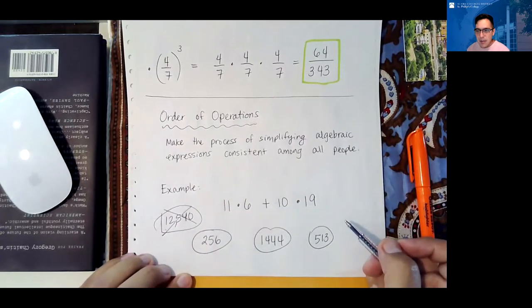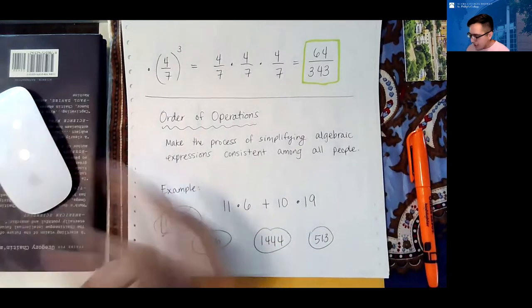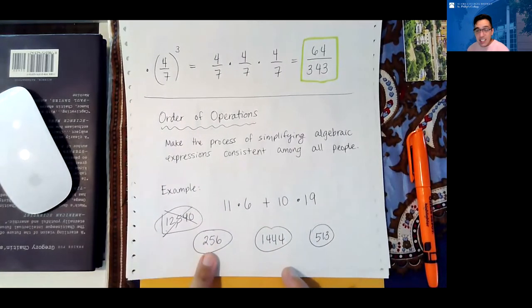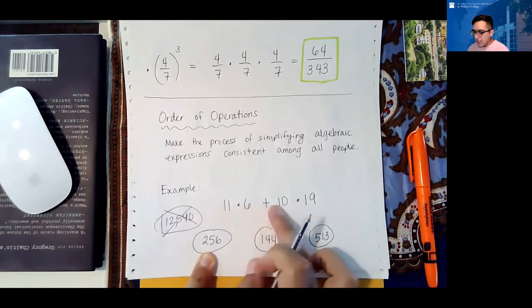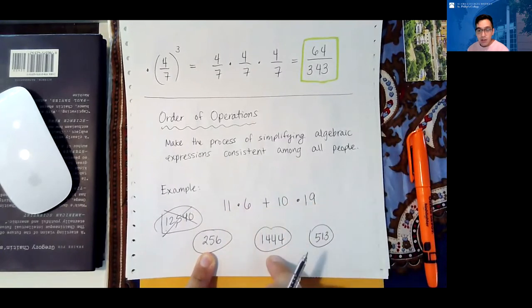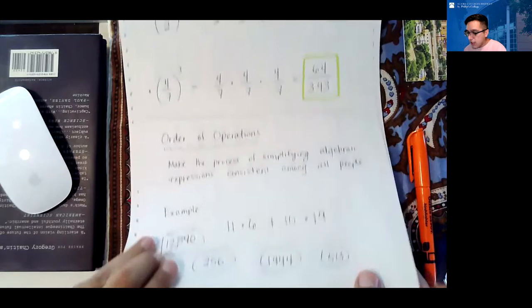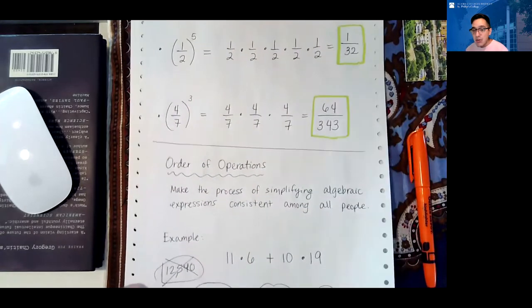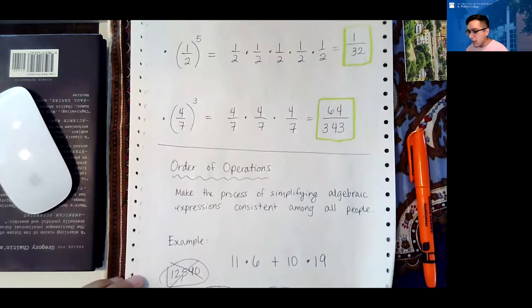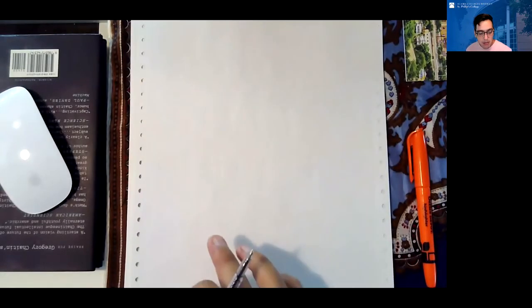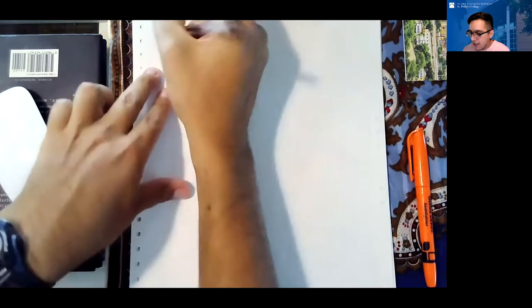But let's talk about some of these, right? It seems like the consensus among the class is that this should be 256. But if you were to just run through this problem left to right, doing the multiplication, then the addition, then the multiplication, you would get 1,444. I'm not sure exactly how the 513 came about, but in any case, clearly we can get different results if we use different ordering of our operations. So let's take a look at that problem one more time and sort of discuss it at length.